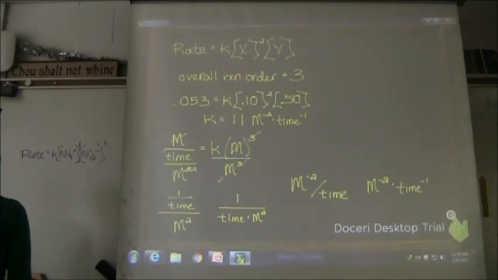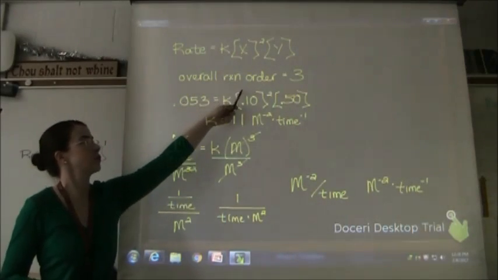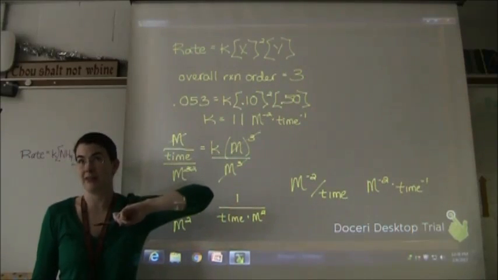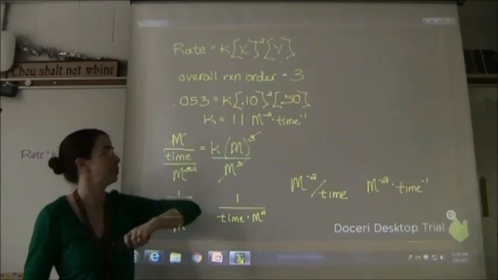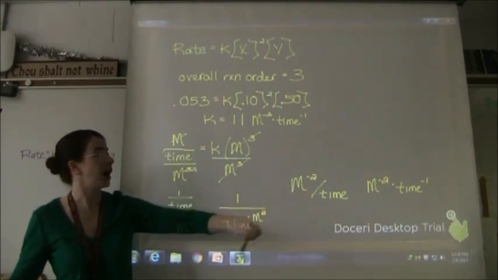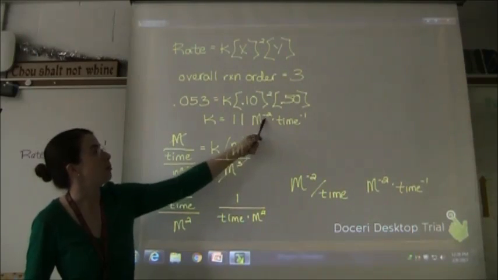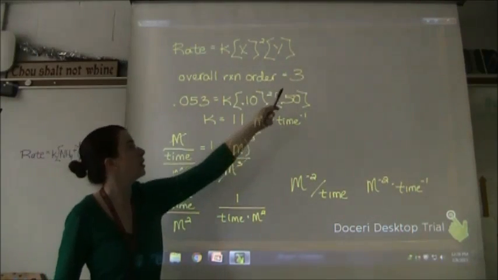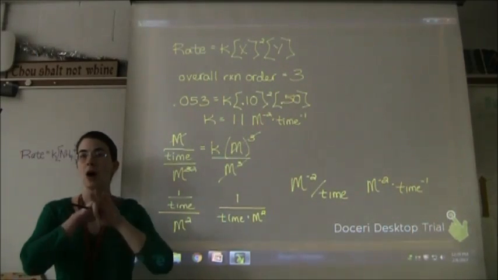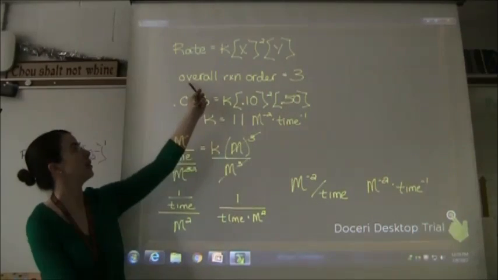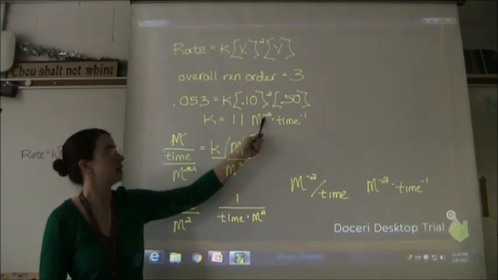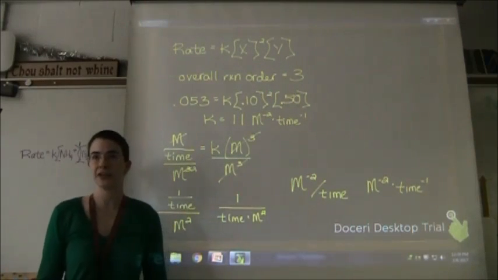Now, here's a little trick. The overall reaction order was 3, right? Your units, are you listening? This is a shortcut, which you can memorize, but I would prefer that you didn't. Your units for K, and this works every time, will always be molarity to the negative 1 number less times the inverse time. Always. So let's say the overall reaction order is 6. What are the units going to be? Molarity to the negative 5th times time to the negative 1st.